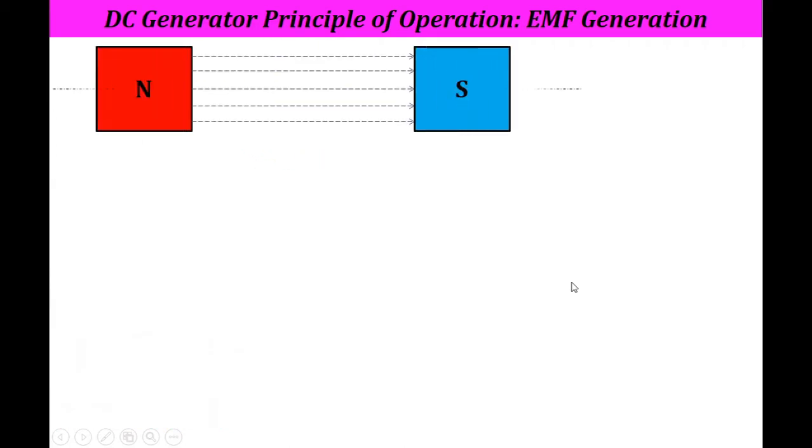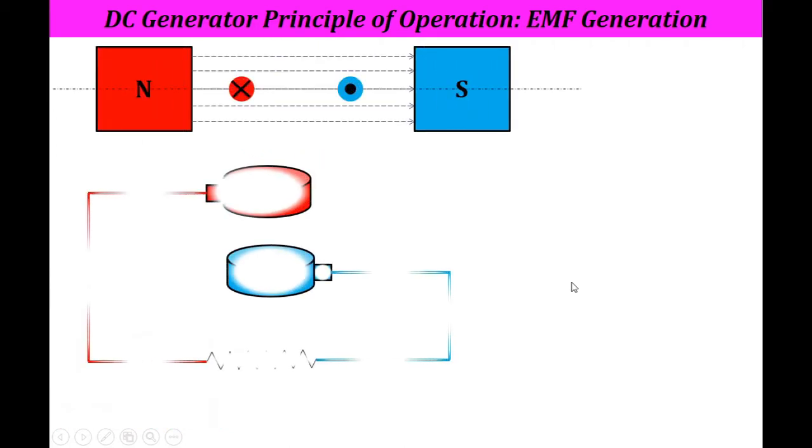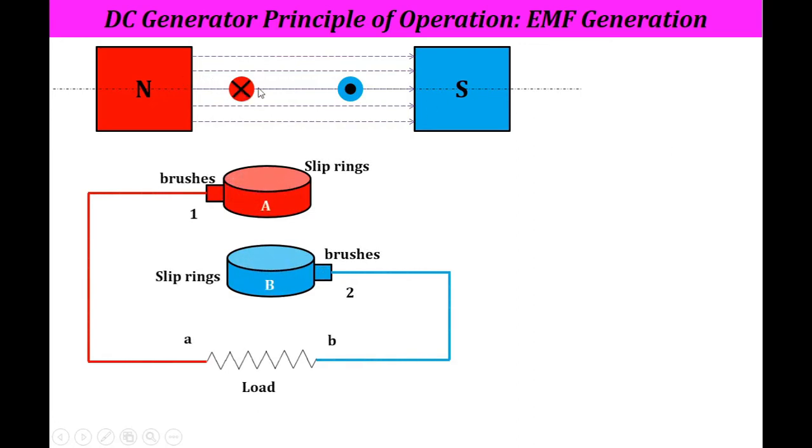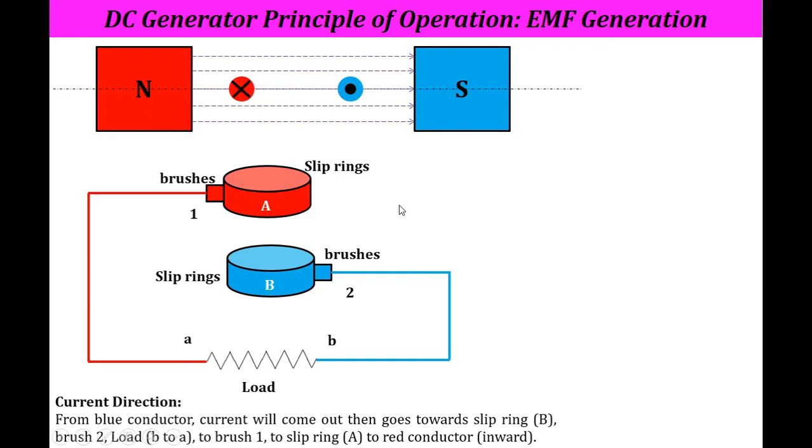Now let's discuss again. Suppose I have the same case. Now this cross, what does it indicate, and this dot, what does it indicate? Already we discussed that. Cross is inward, and dot is outward. So therefore, here you will observe that this is a slip ring. Now understand how the direction of the current will be.